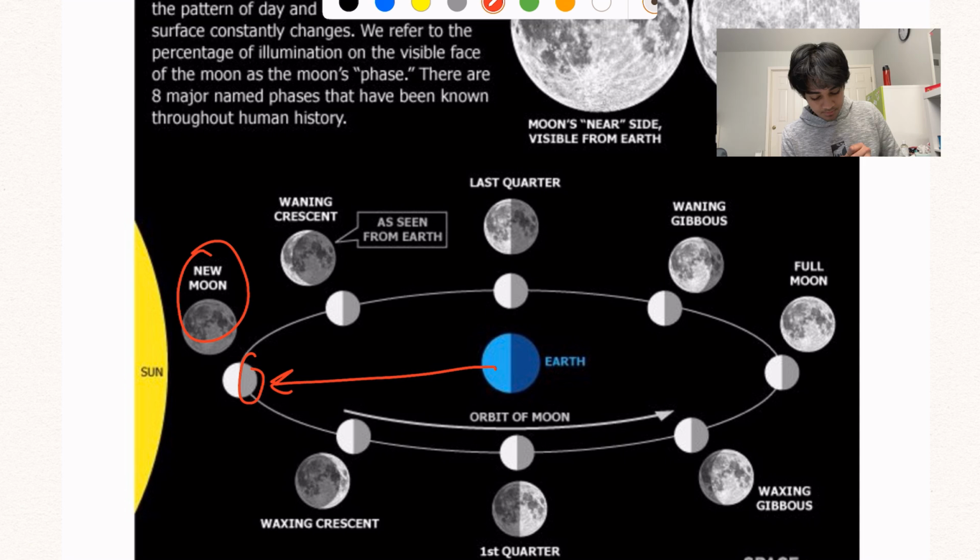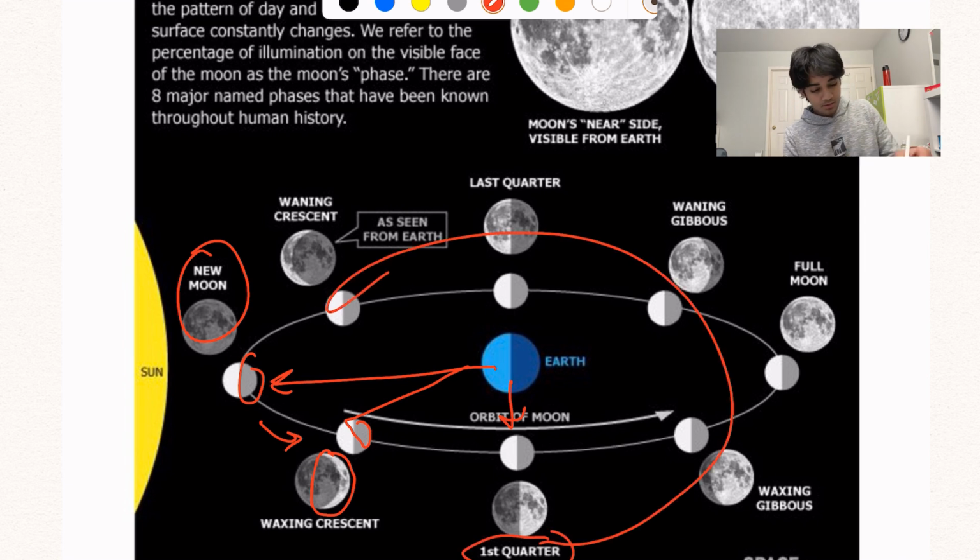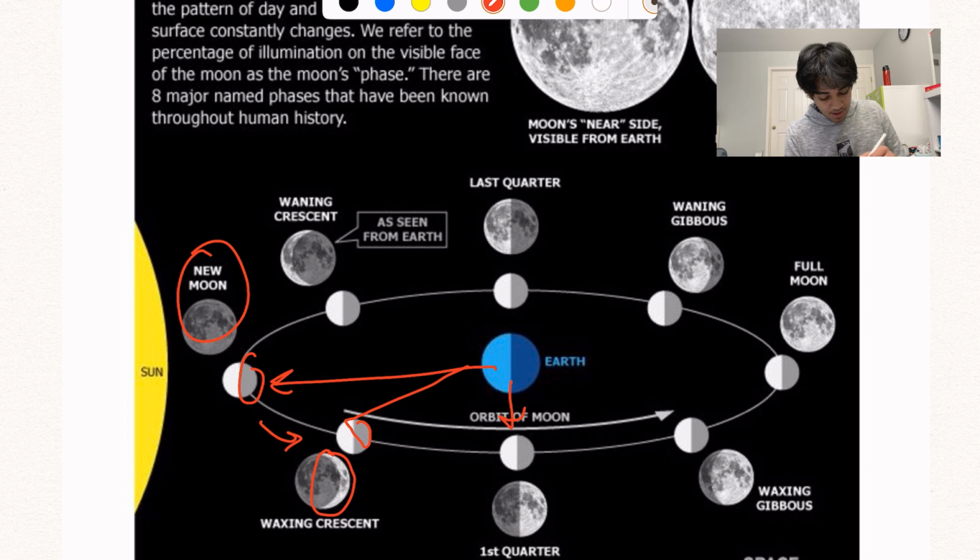After it moves a little bit, maybe over here, we'll see a tiny sliver of the moon, and it'll start to grow, and this is called a waxing crescent. Here the Earth is viewing the moon from this angle, so we get this little sliver over there. Next we have first quarter. This is when exactly half the moon is lit up. Even though half the moon is full, we call it a quarter because it's a quarter of the cycle. We see this portion right here.